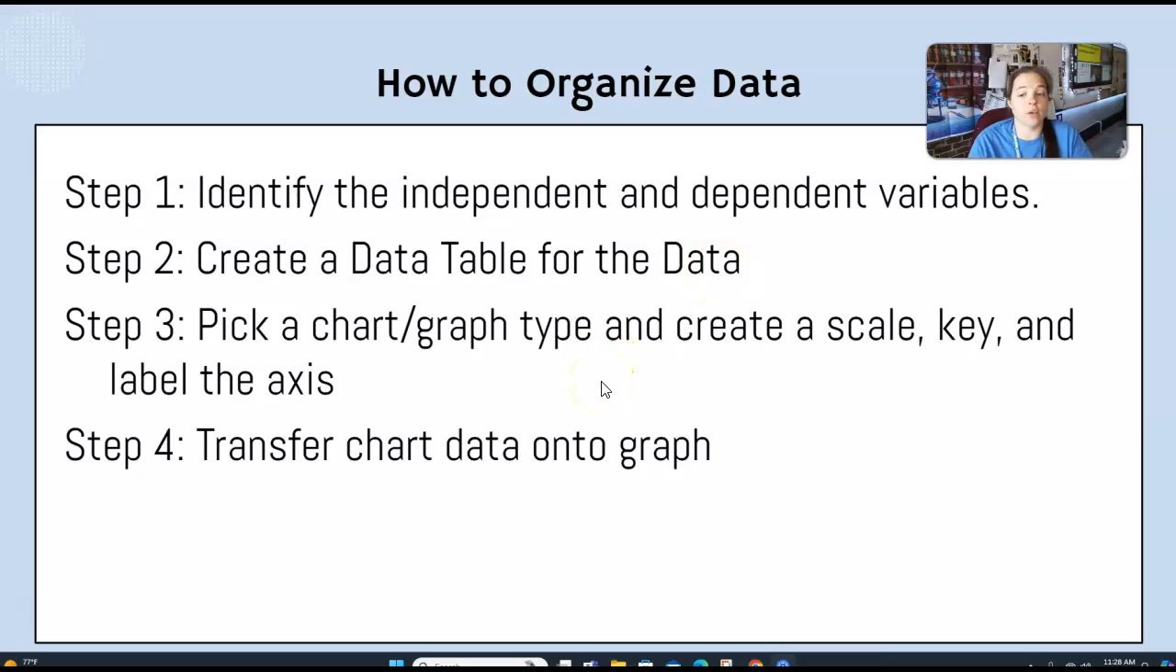Pick the chart and graph, create a scale and key, and label the axes. Always label the axes. Always label the chart or graph. Transfer the chart data into the graph.